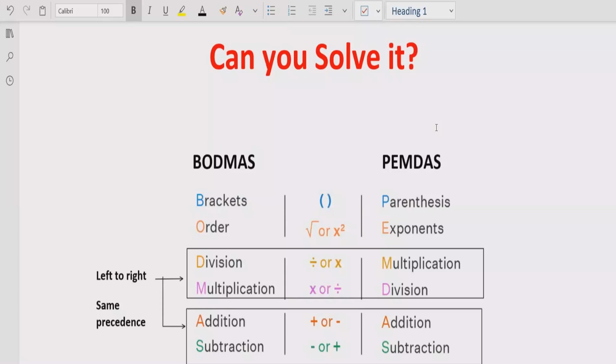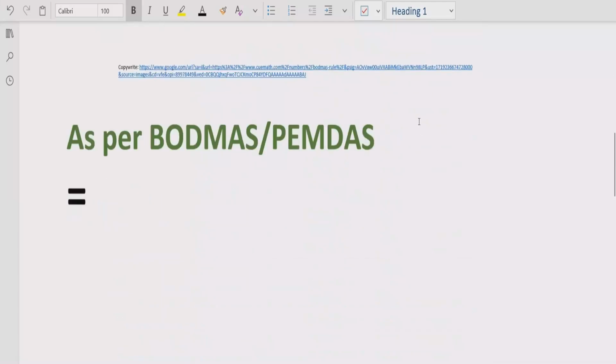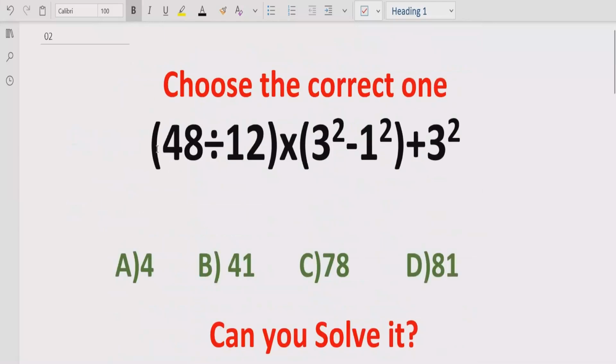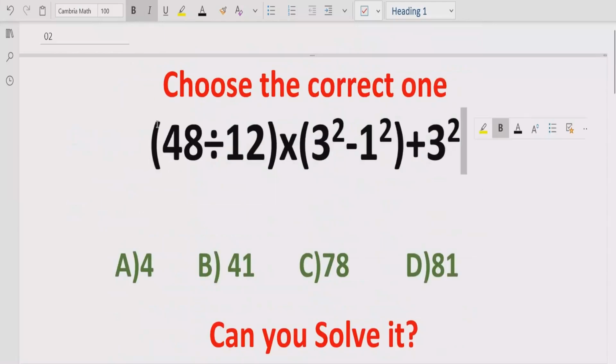Similarly, for addition and subtraction, we have the same rule. We can solve addition first if it is coming first. And we can solve subtraction first if we go left to right and it is coming first. So now move forward to solve the given expression. Now we will write the given expression, which is this one.